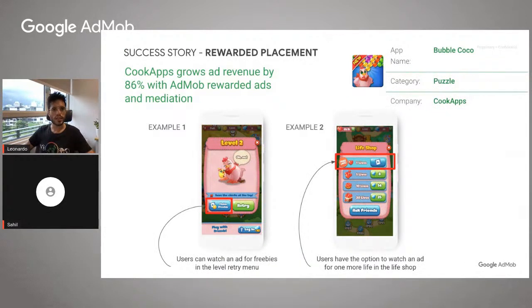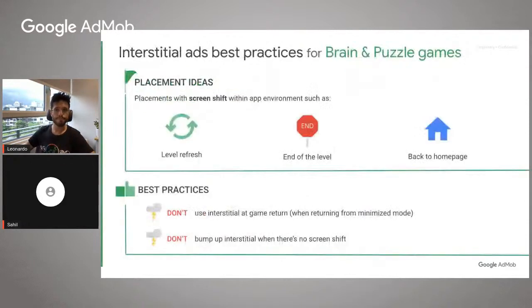So let me give you an example with Cook Apps. Cook Apps grew ad revenue by 86% with their rewarded ads and mediation. As you can see from the screenshot on the right, users can watch an ad for a reward in the level retry menu. Or users have the option to watch an ad for one more life in the life shop.